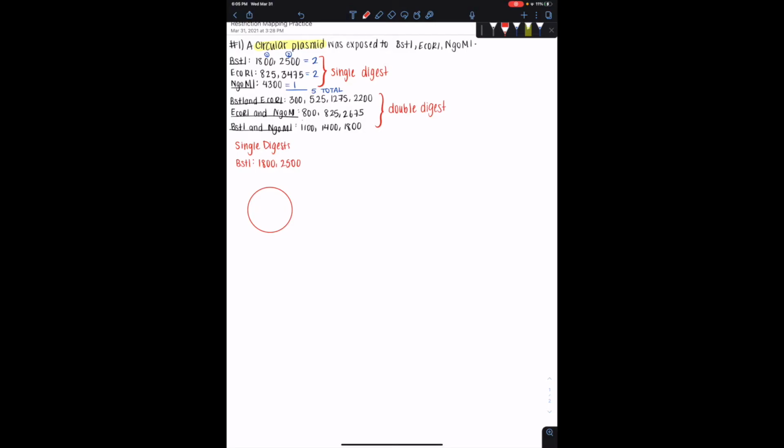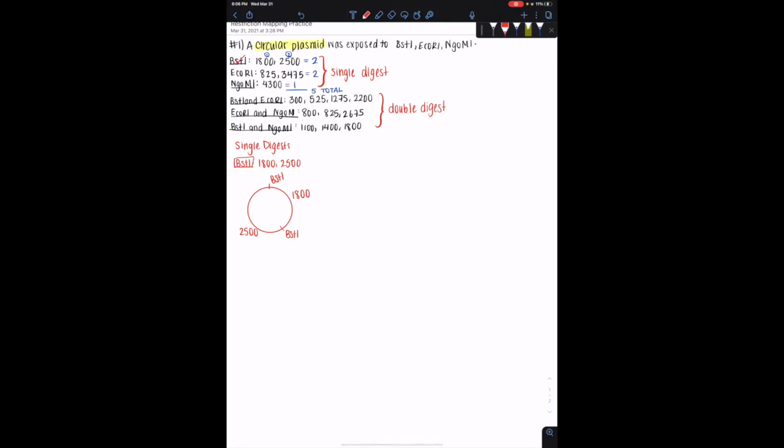We're working with 1800 and 2500, and as you can see, 2500 is a lot bigger than 1800. So we want to make sure we have a section that's bigger than the other, but not too big. This area right here is going to be 2500, and this area right here is going to be 1800. Before we do anything, we want to label our cuts with the enzyme that's actually cutting there. So that's going to be B, and this is 1800, and this is 2500. So that's our single digest already done for BstI.